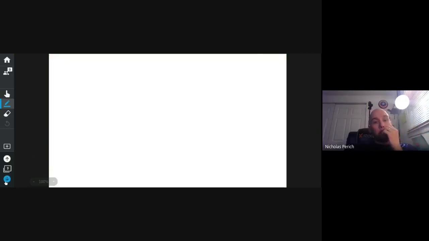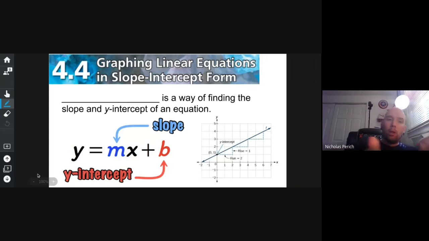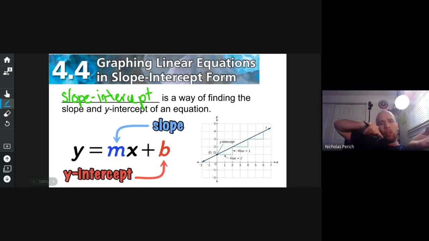Okay? Here it is right off the bat. Slope-intercept form is a way of writing an equation, and that equation will give you the slope and the y-intercept. You know what the slope is. The slope is the rise over run. The slope is a number that tells you how steep my line is.